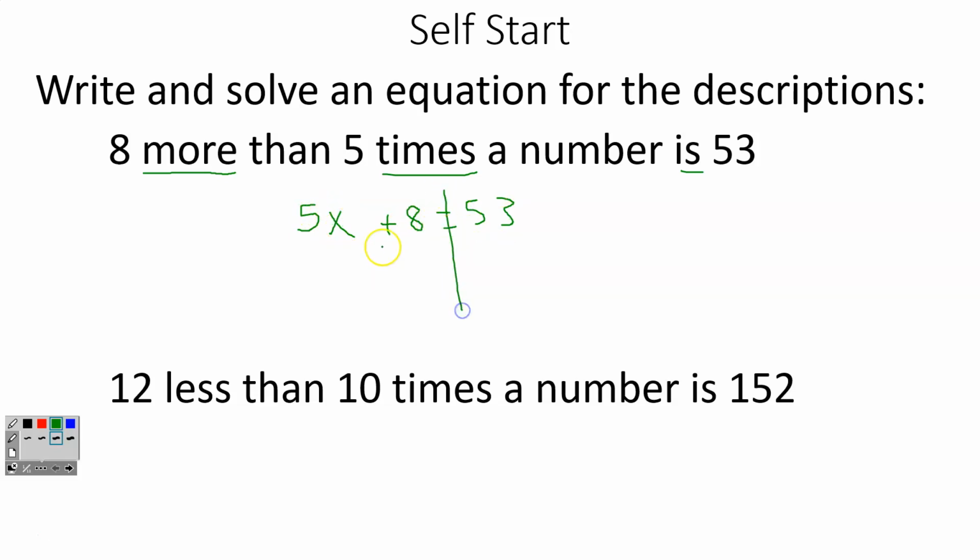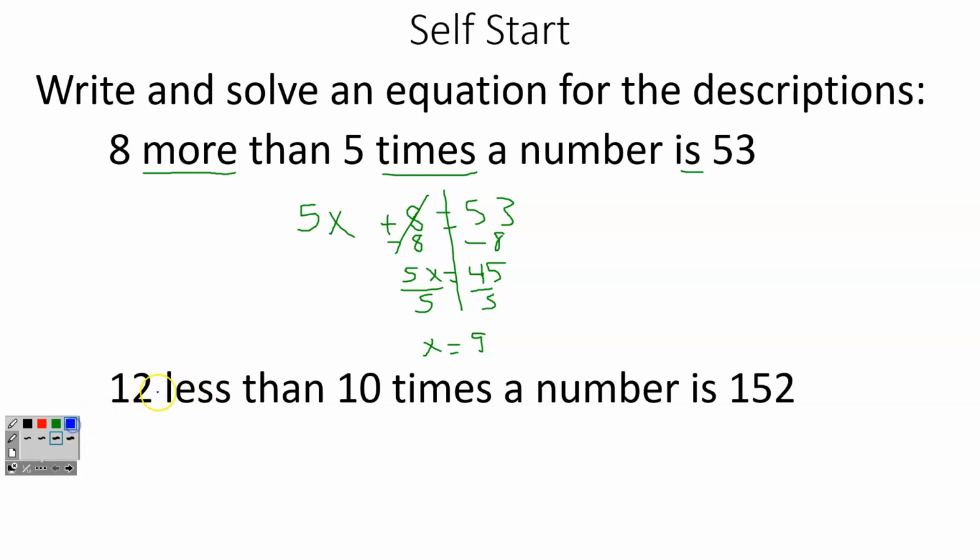To solve it, draw my fence, and I'm going to get rid of the term that does not have a variable. So I'm going to get rid of that plus 8. The opposite would be minus 8. So that's going to leave me 5x on this side. That's going to give me 45 on this side. Now that 5 and that x are connected by multiplication, so I'm going to divide both sides by 5. And I get x equals 9.